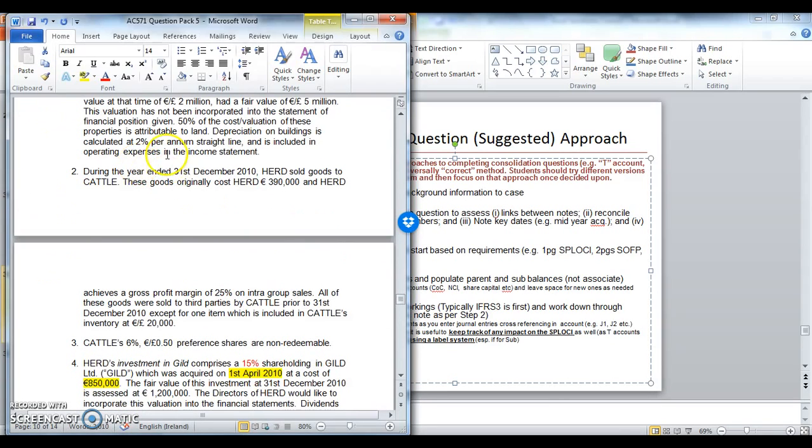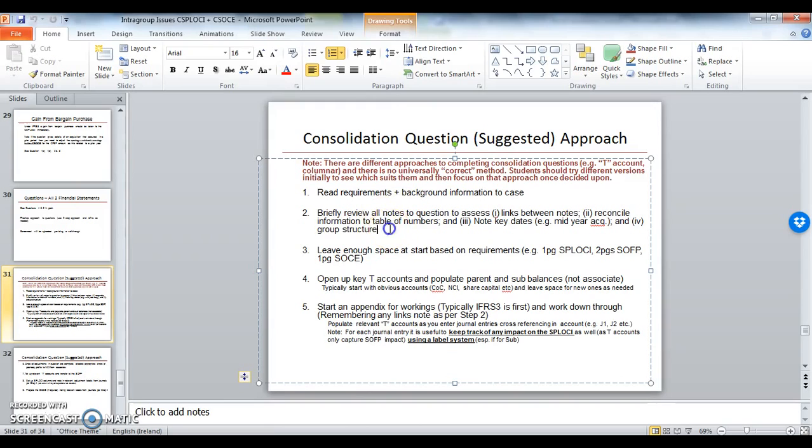There's no real links between either of them. So we've kind of done this in terms of reviewed all the notes. We know there's now a subsidiary, Cattle, and there's one simple investment, Guild. There's a couple of key dates in terms of the acquisition at the start of the period. And we also know we have some intergroup trading, and we also have a fair value adjustment.